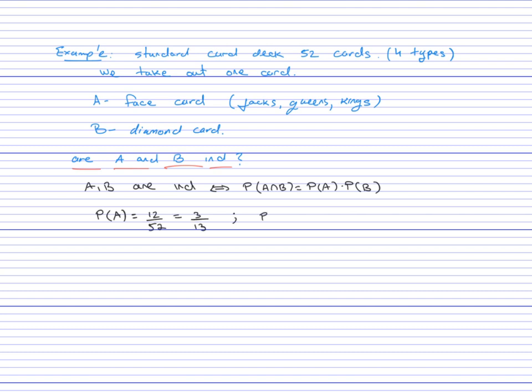Now let's compute the probability of B. How many diamond cards do we have? Exactly 13 cards. So 13 over 52. That's exactly 1 over 4. Now the only thing that we need to do is compute the probability of the intersection.